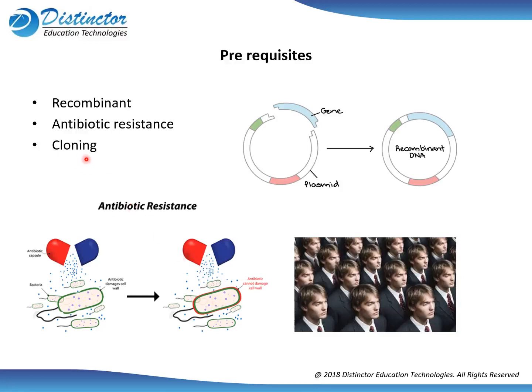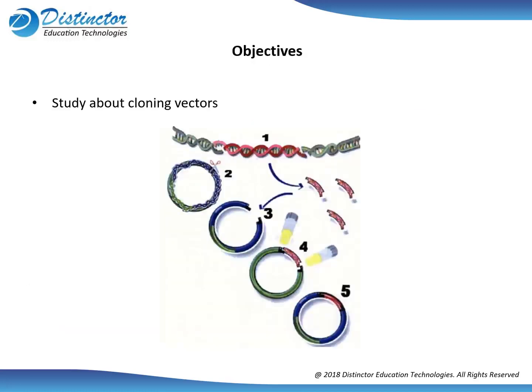The next one is cloning. What is cloning? Production of exact identical copies. That is called a clone or the cloning process. Coming to the objectives, we are going to study about cloning vectors, which is the making of cloning vectors. We are going to cut a plasmid and introduce a gene of interest. Then we seal it and it becomes a complete recombinant DNA.